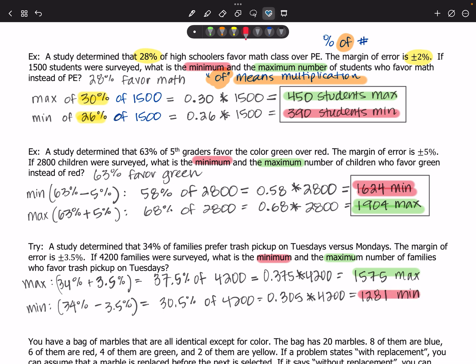And I guess, depending on how your brain works, if you're thinking of adding that margin of error first, just know that when you add, you're getting a maximum. And when you subtract that margin of error, you're getting a minimum. So in the first problem, I calculated the maximum first, then the minimum. In the second problem, I calculated the minimum and then the maximum. On the try, my brain was working with the maximum first and then the minimum. So as long as you're labeling which one is which, the higher number is going to be your maximum and the lower number is going to be your minimum, you're good to go.